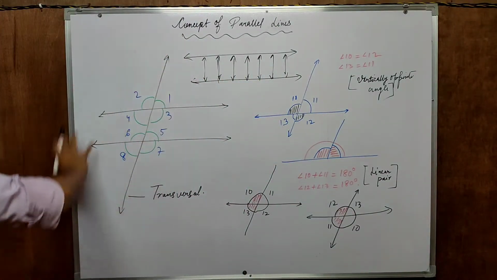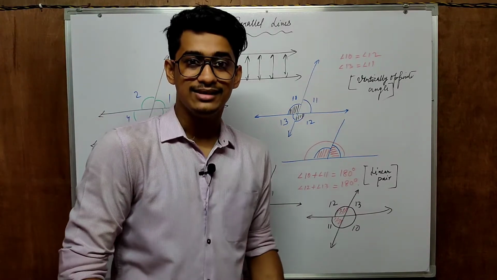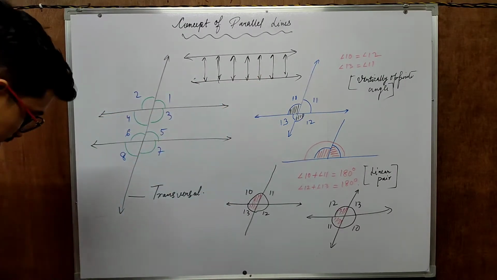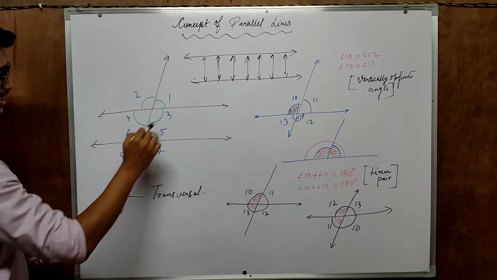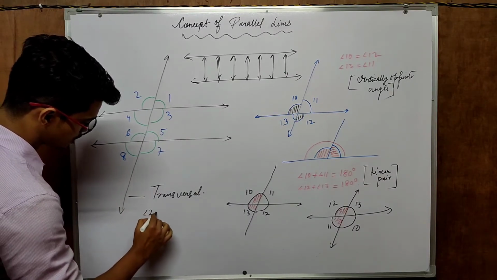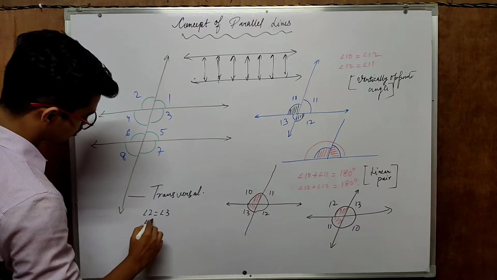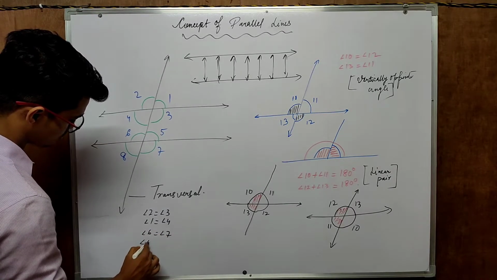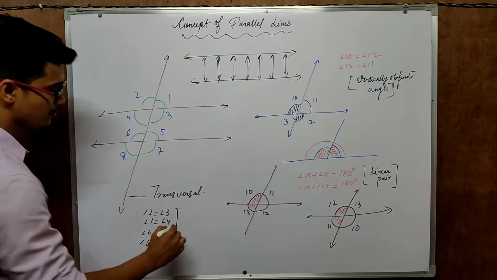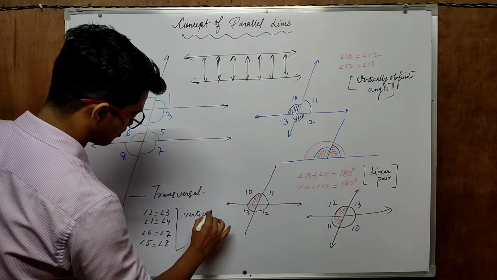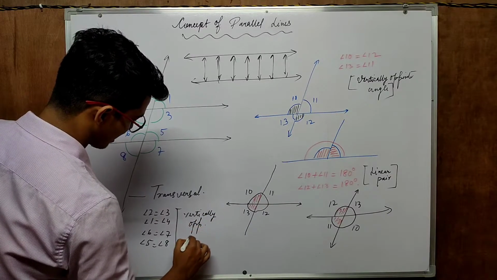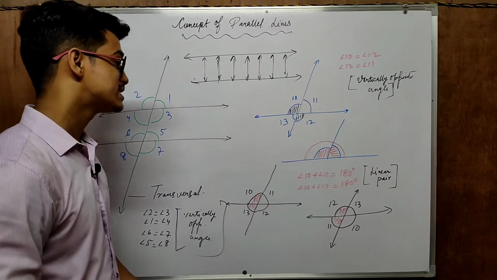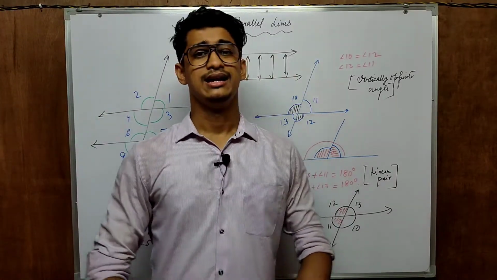So in this figure, can you now tell me which angle is equal to which angle using vertically opposite angles? Easily we can tell that. Angle 2 is equal to angle 3, angle 1 is equal to angle 4, angle 6 is equal to angle 7, and angle 5 is equal to angle 8, by which property? That is vertically opposite angles, right? Vertically opposite angles. So right now I think the concept of linear pair and vertically opposite angles is clear to you.